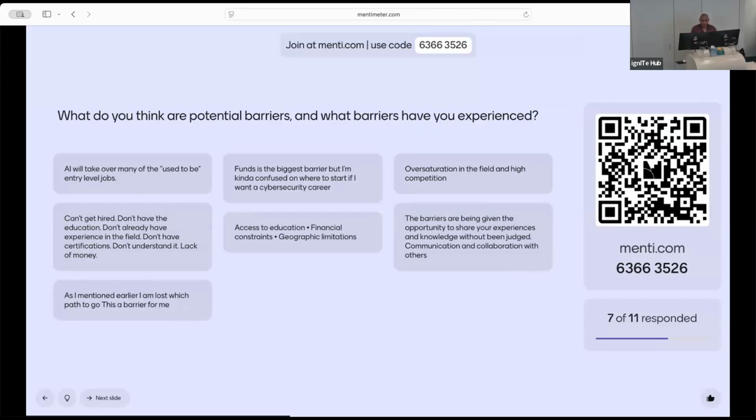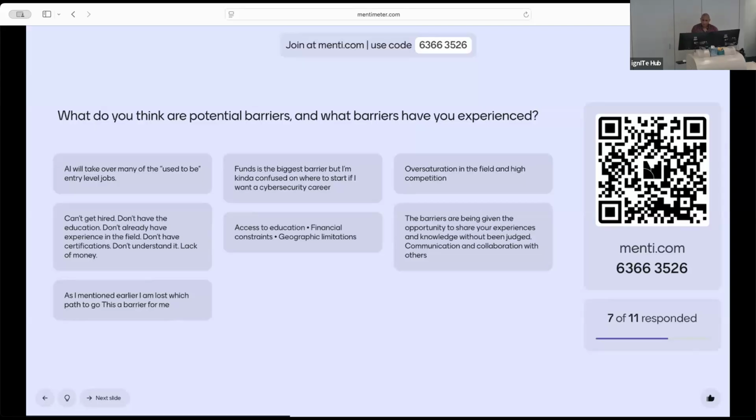We're going to talk a little bit about that. Access to education is huge as well. Financial constraints, geographic limitations, that is huge. We are so blessed in this area that we have a lot of different choices for instruction and education, but there are other areas in the country that are a lot more rural, where maybe you have to drive 45 minutes to the nearest place where you can get your education. That is very, very true.